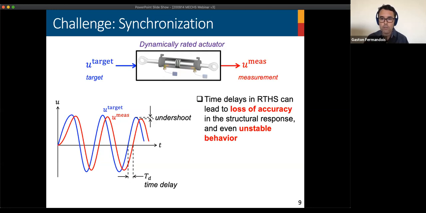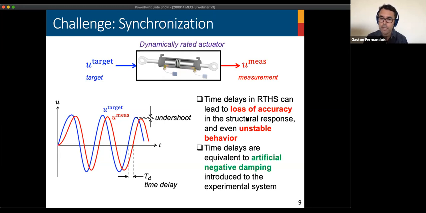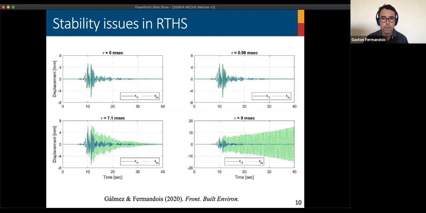The measurement is going to always be delayed with respect to the desired displacement. And this can cause not only loss of accuracy in our experiment, but can also drive the system to behave in an unstable manner. Sometimes time delays are equivalent to adding artificial negative damping to the experimental system, and that is not good, especially if we have systems that are lightly damped. So that could cause a huge problem.